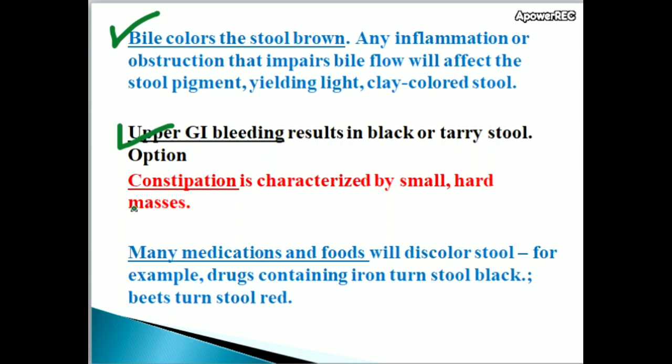Constipation is characterized by small hard masses. Many medications and foods will discolor stool. For example, drugs containing iron turn stool black. Beets turn stool red. That means many medications and foods will change the color of stool.